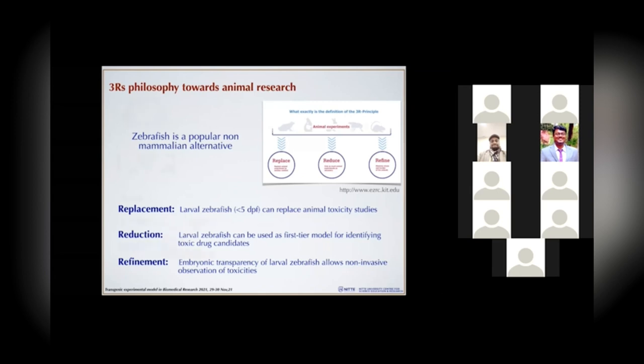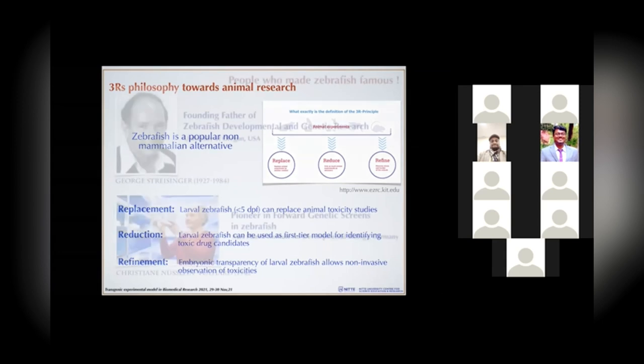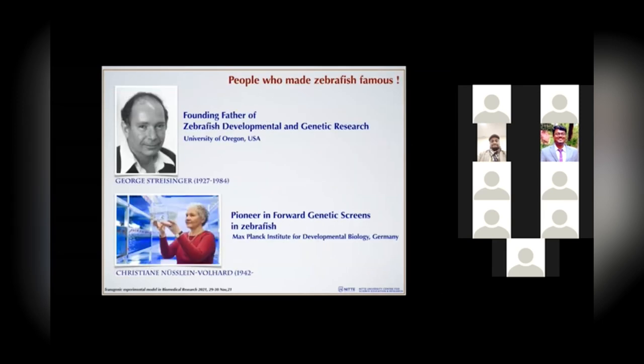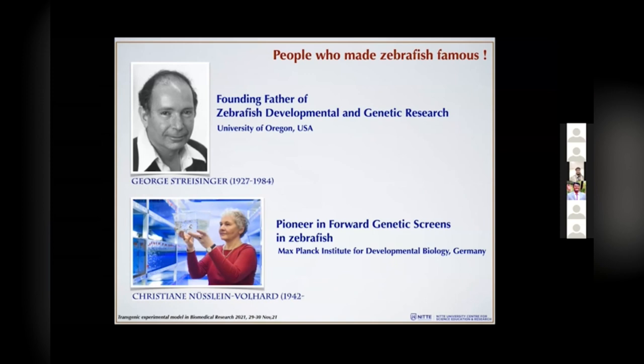Can I have the next slide, please? So these are the two important people who have made zebrafish popular, and the fact that all biomedical research institutes or universities in the country have zebrafish in their portfolio is thanks to these two people. Jos Strensinger is the first person who actually showed the life stages of zebrafish, and the handbook that we have. He's almost called the founding father of zebrafish developmental and genetic research. He is the one who first started zebrafish research as a model for developmental biology, and all these stages have been identified by him.